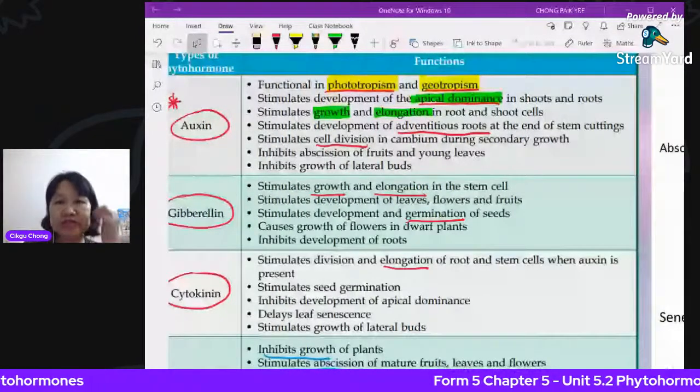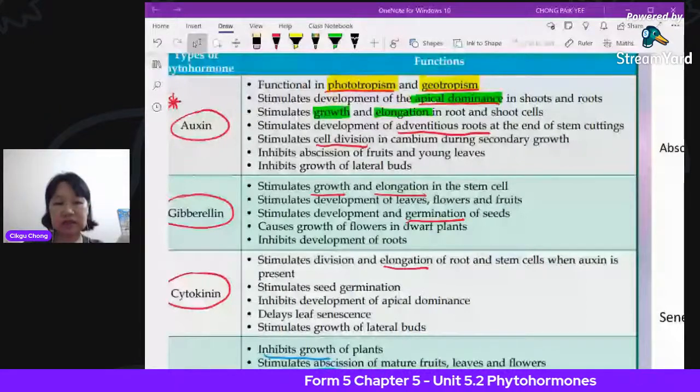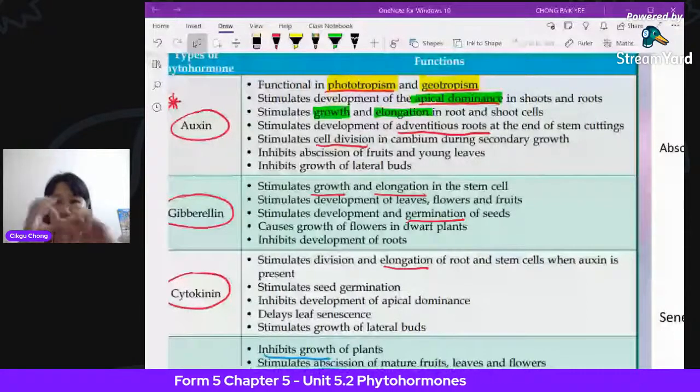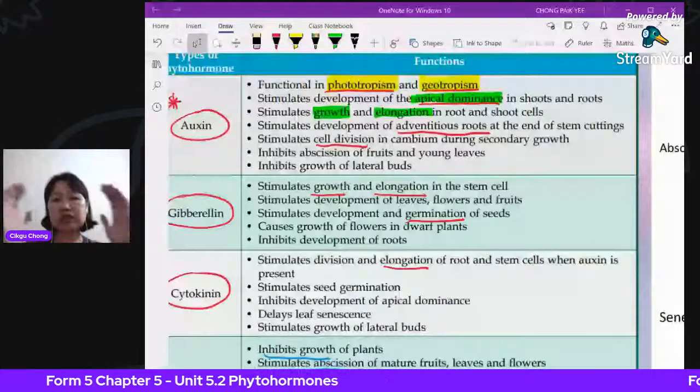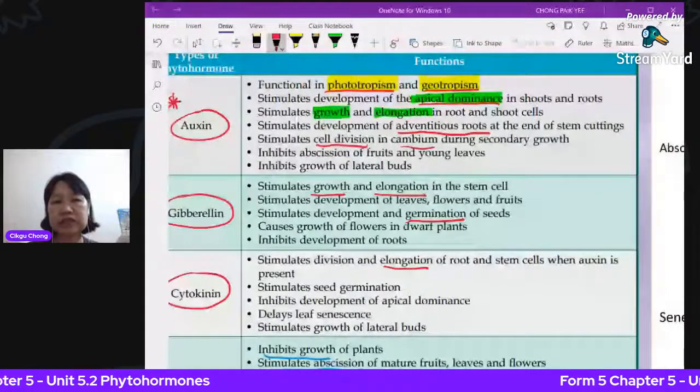Cambium during secondary growth, when the stem wants to grow outwards, this is called secondary growth. So it actually stimulates cambium growth.